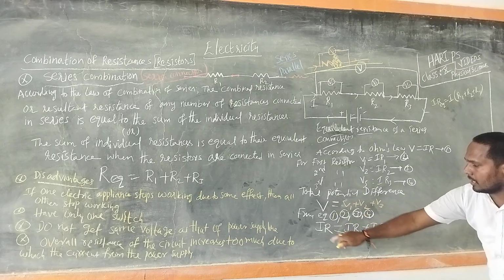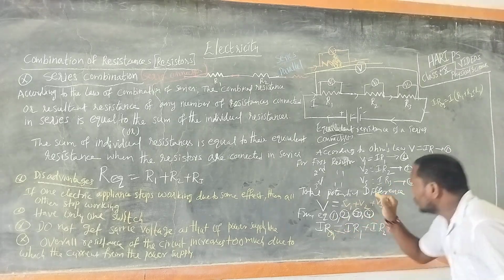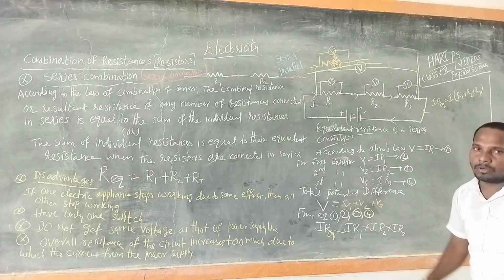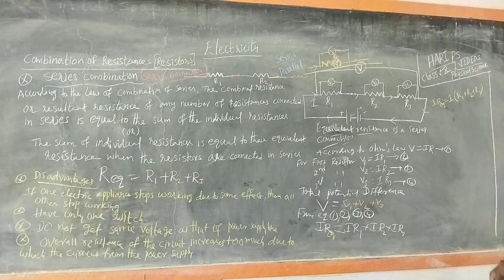So V is equal to IR. So here only write Req: equivalent resistance or the combined resistance or the total resistance or the resultant resistance. So I into R1 plus R2 plus R3. So here I will cancel. Then we can write Req or resultant resistance is equal to R1 plus R2 plus R3.